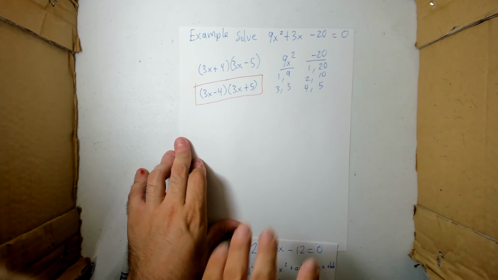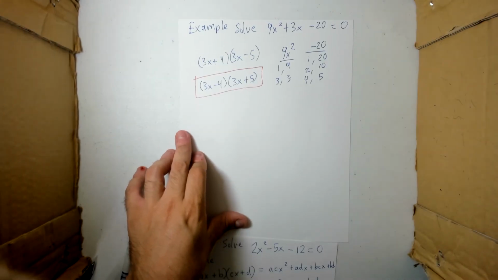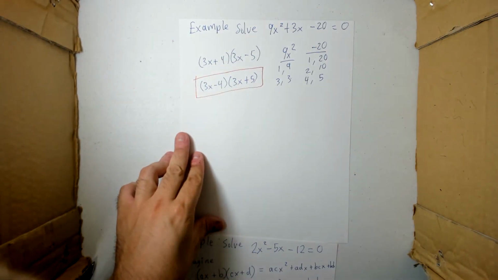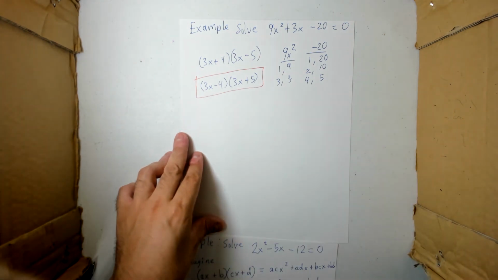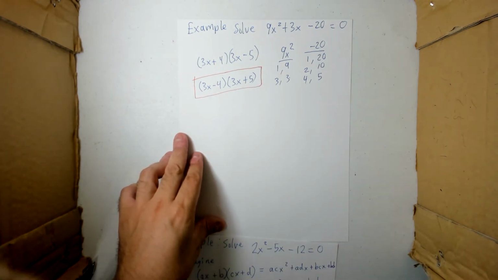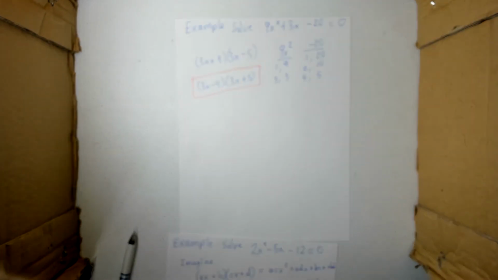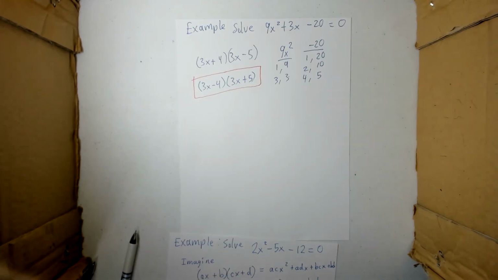Now, of course, if that's not successful, I can always just list out my whole table of possibilities and explicitly either find it or find out that the polynomial is not factorable. And of course, we're going to learn techniques for solving those non-factorable cases later.